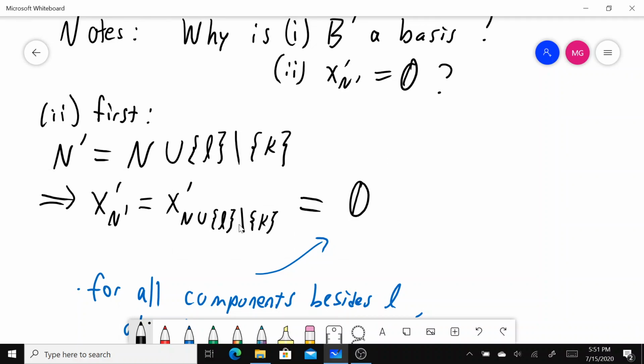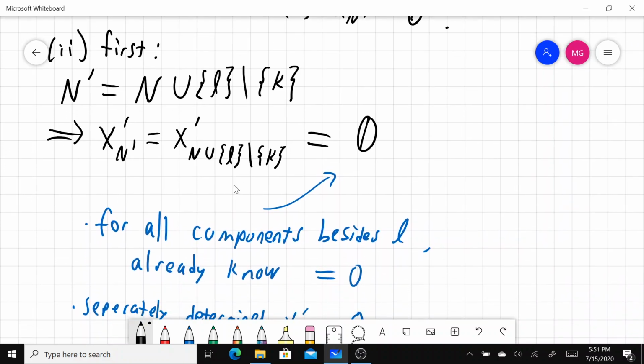And so x prime sub N prime is just this, and we already know that for all the indices indexed by N, x prime is zeros for all those. We already knew that, with the exception of the index K. But we're no longer considering index K. That's exactly why we're removing that index and doing that particular exchange. So that was the only index for which x prime might not have been 0, but it's no longer a consideration. Now there is a new index that we do have to address, which is index L, and in fact x prime sub L is 0.